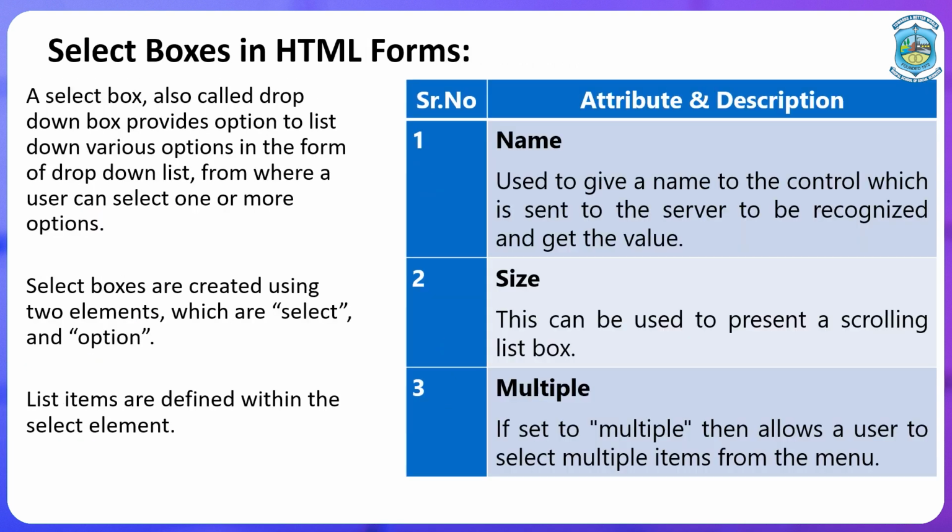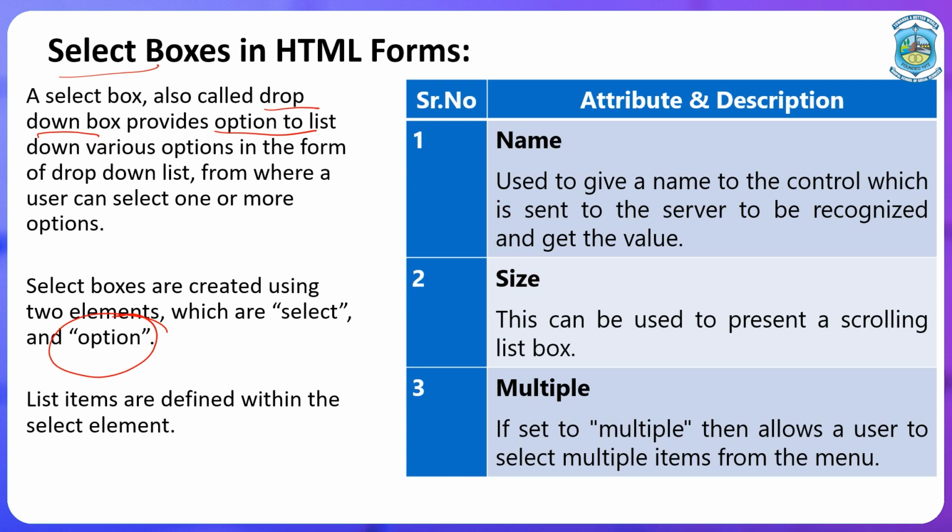you can give the text that can be displayed in the form. Next is select boxes in HTML forms. A select box, also called a drop down box, provides options to list down various options in the form of a drop down list. Now, with the select tag, there is a sub tag that is called option, and with this option tag we can mention all the options that are to be displayed in the select list.